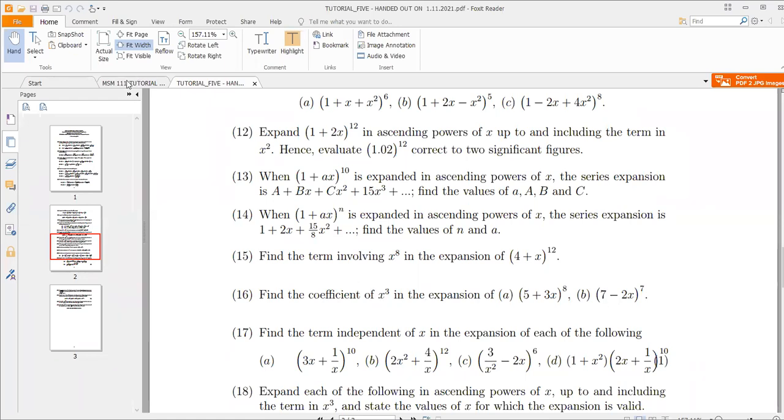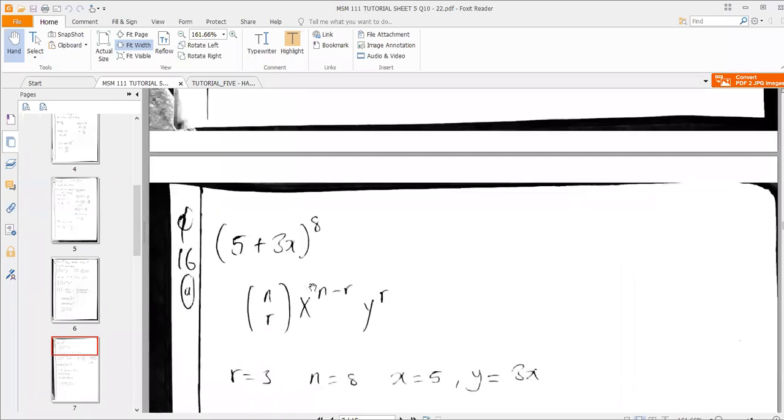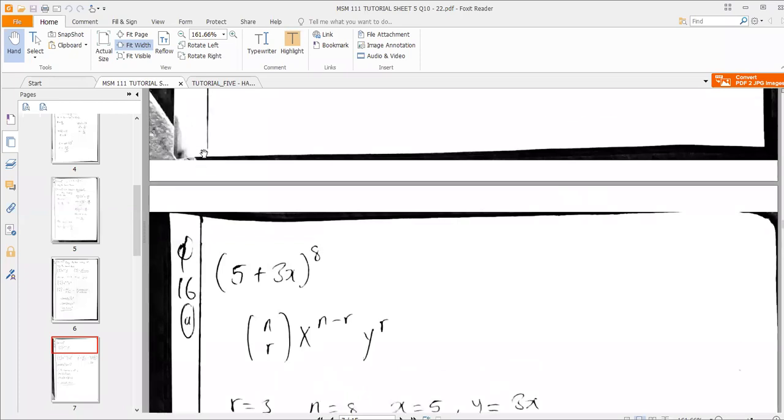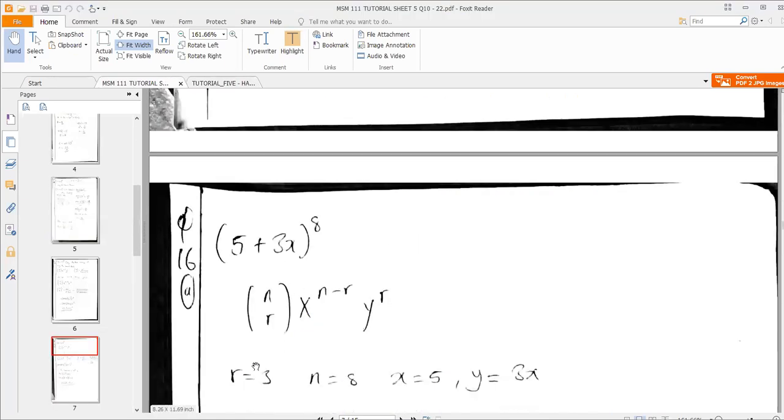So now, using the general formula, we know that when you have 5 plus 3x to the power 8, what would be our n? Our n here, it's what? It's 8, right? And then our r here, well, they have told us we have to end up at x to the power 3. So here our r has been guided to say our r is 3, isn't it? r is equal to 3, right? Then our x in our formula is 5. Then our y here is 3x, isn't it?